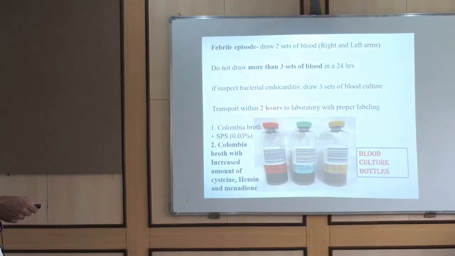See, these are blood culture bottles. In case of a febrile episode, you take two sets of blood. In case of bacterial endocarditis, you take 3 sets of blood culture bottles. Don't take all 3 sets of blood within 24 hours.